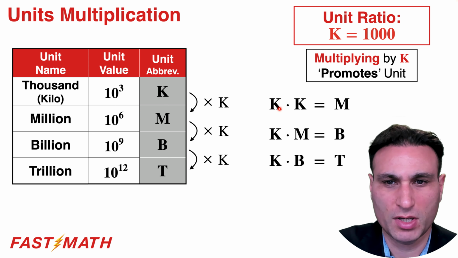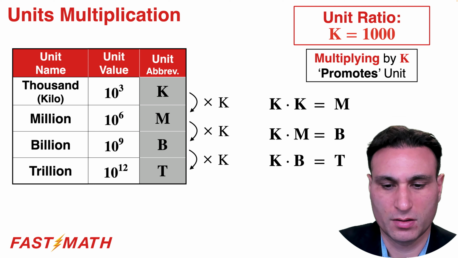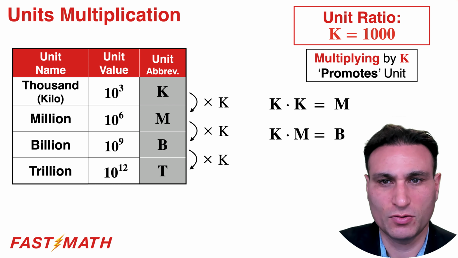And these are the 3 key unit multiplication facts, so there aren't that many to learn. And even just the first 2 will provide a lot of value, and you should be able to learn these. 1,000 times 1,000 equals million, or K times K equals M, and 1,000 times million equals billion, or K times M equals B. Just these 2 will handle 90% of business calculation scenarios.